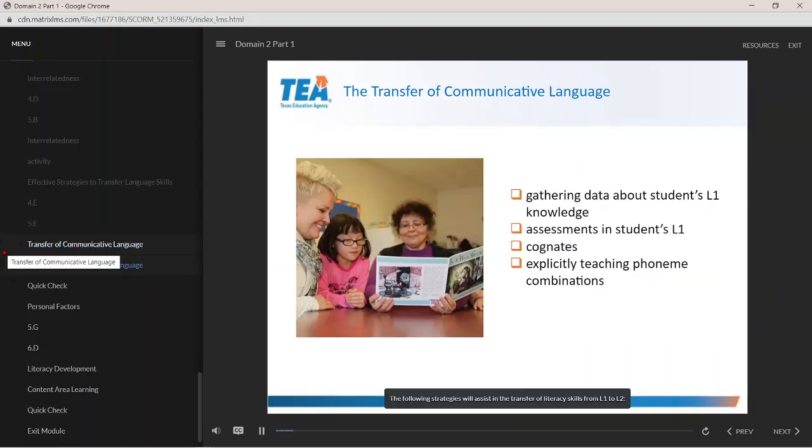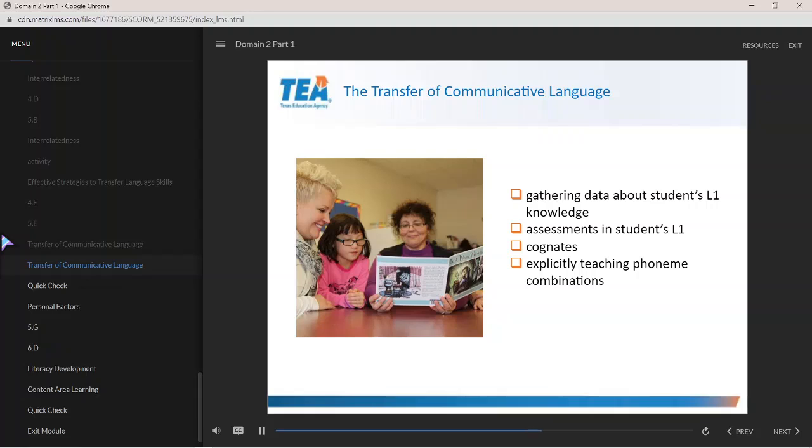The following strategies will assist in the transfer of literacy skills from L1 to L2. Gathering data about what the student may already know in their primary language, either from the student directly or from interviews with parents. When available, implementing assessments and observations in the student's L1. Explaining common cognates in both languages for students who do not already recognize them. Explicitly teaching phoneme combinations that may exist in English but not in L1.